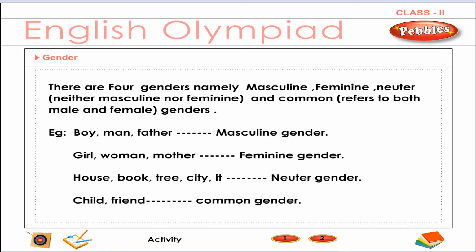Gender. There are four genders, namely masculine, feminine, neuter, that is neither masculine nor feminine, and common, refers to both male and female. Example, boy, man, father, masculine gender. Girl, woman, mother, feminine gender. House, book, tree, city, it, neuter gender. Child, friend, common gender.